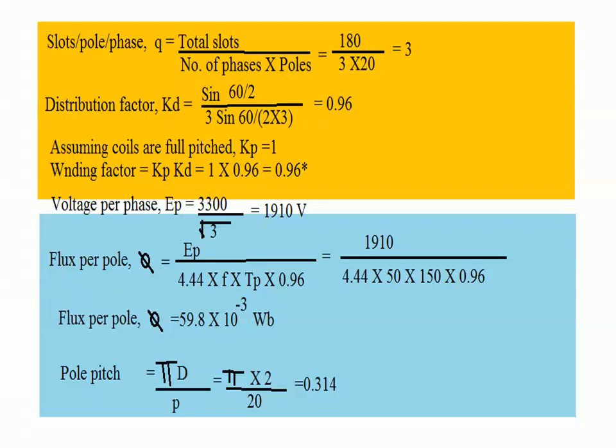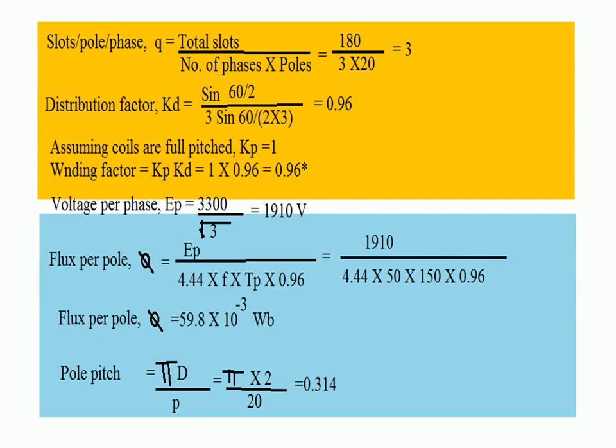Then you determine the slots per pole per phase, that q value equal to total slots divided by number of phases into number of poles. We are going to get around 3. Kd, you have to determine distribution factor. 60-degree angle spread is given. By using Kd formula, you have to determine its value as 0.96. Coils are full pitched, assuming, hence Kp equal to 1, winding factor equal to 0.96.